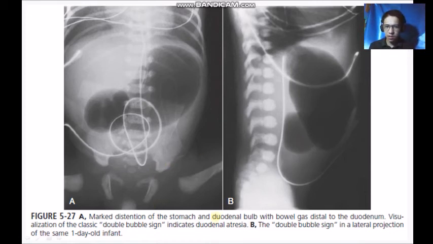Okay, so we also have here a marked distension of the stomach and duodenal bulb with bowel gas distal to the duodenum. Visualization, the classic double bubble sign indicates duodenal atresia. Okay, so for the whole of the GI tract, anywhere can actually experience atresia. So that means abnormal closure. So for example, diba, from the esophagus, food will flow down towards the stomach, from the stomach towards the duodenum. So in this portion, in this radiograph, banada kuno siya duodenal atresia. That means the duodenal niya or the duodenum niya is walay buslot. Okay, so similar atong sa diba, sa esophagus, that the proximal esophagus and the distal esophagus is not connected. So this time is the proximal duodenum and then the distal duodenum that is not connected.